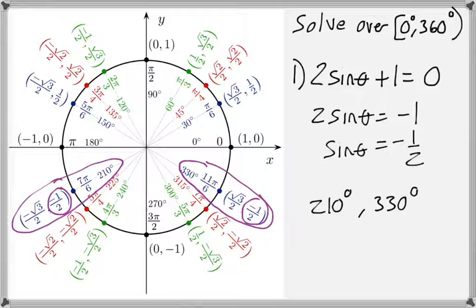Now, you can always check these by plugging them back into the calculator. So, if you do sine of 210, it should give you negative 0.5. And sine of 330 is also negative 0.5. Make sure that your calculator is in the correct mode. But again, you can check these.